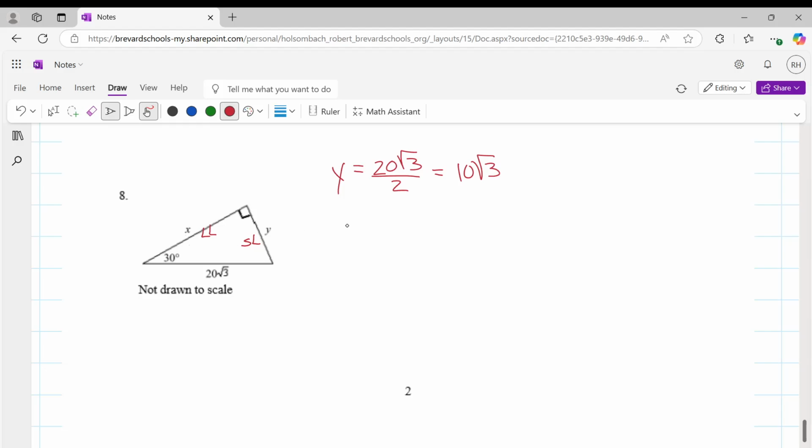The long leg, the x, is equal to the short leg, which is 10 radical 3, times the square root of 3. 10 radical 3 times square root of 3 is 10 radical 9. 9 is a perfect square, the square root of 9 is 3, and 10 times 3 is 30. So there's your x and your y.